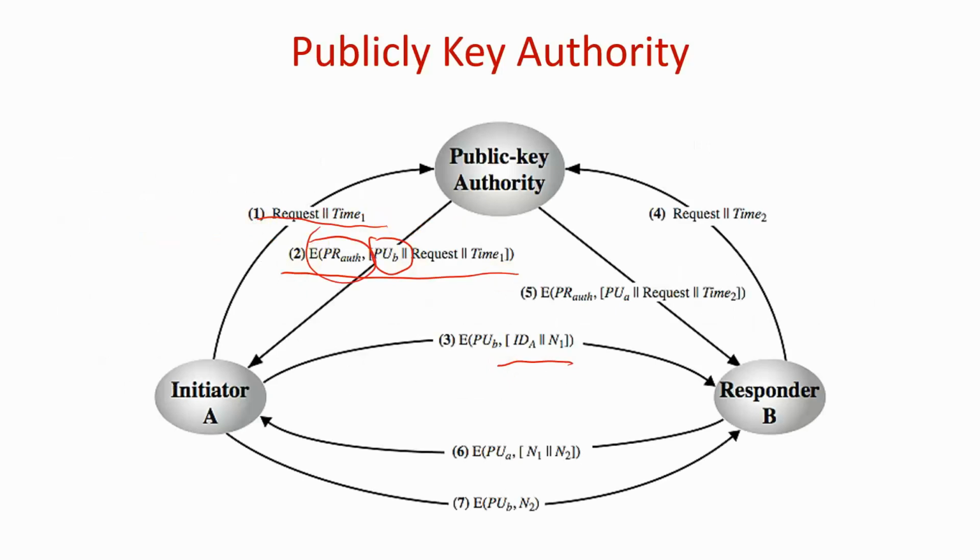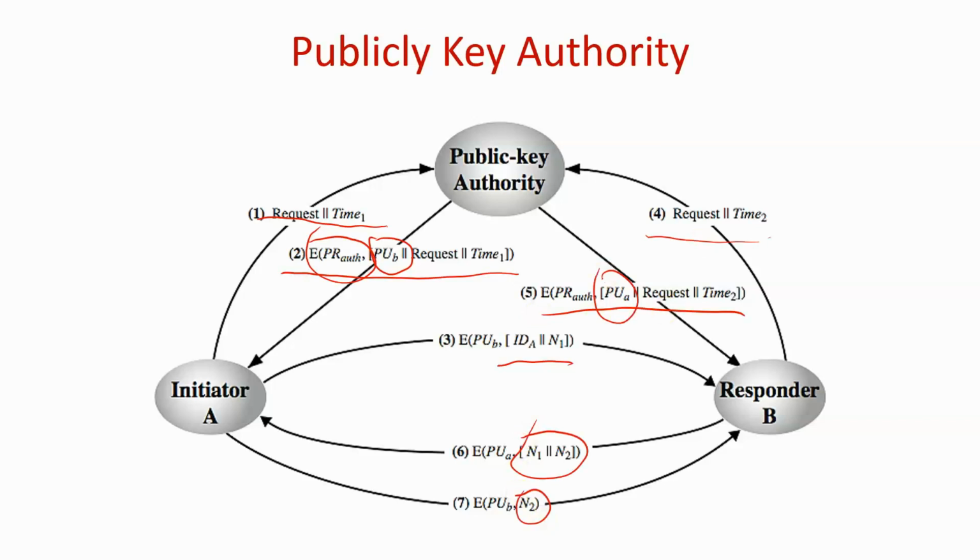So now B wants to do the same. B wants to obtain the public key of A in a secure way. So it sends also a request in step 4 and obtains a certificate of A in step 5. So B will now obtain the public key of A and can respond back with the nonce N1 and the new nonce N2 encrypted with the public key of A. And A will send the nonce N2 encrypted with the public key of B. And so everyone now has authenticated everyone else.